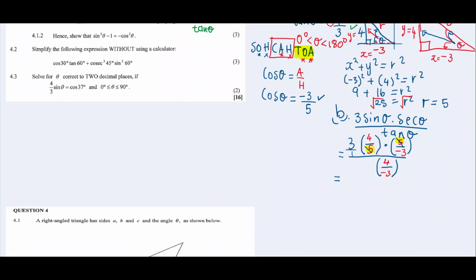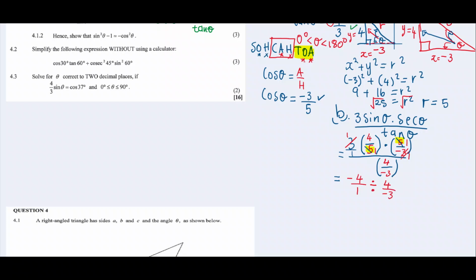So the 5 is going to cancel the 5. They said without using a calculator, so we'll try not to use a calculator. And the 5 will cancel the 5. The 3 here will also cancel with the 3 down there. So this will cancel with the 3 here. And now we'll be left with 1, 1, 1, 1 everywhere. So this is like 4, negative 4. We'll be left with negative 4 over 1, right?